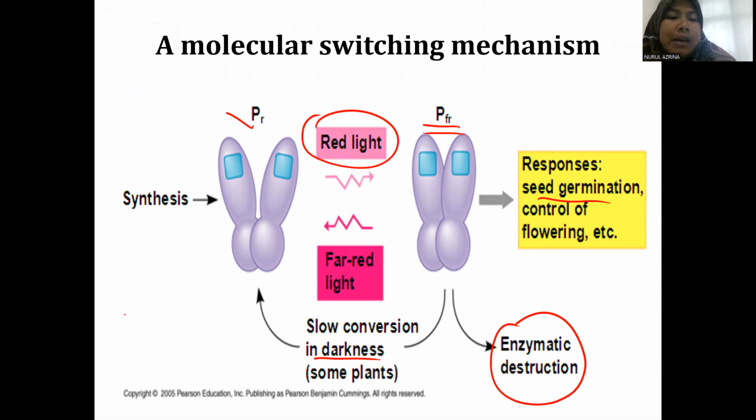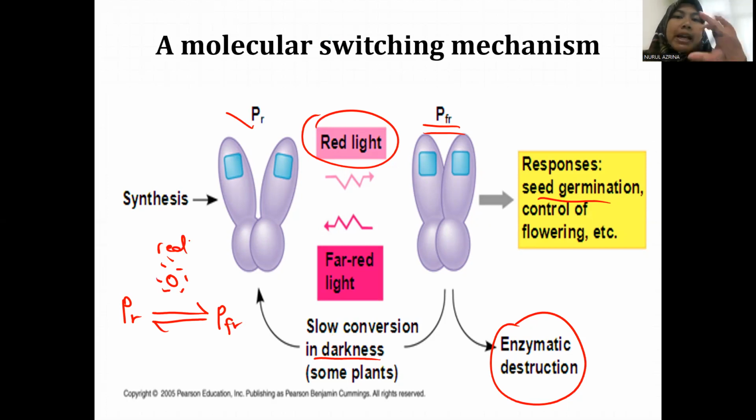To sum up, you have your PR and here is the PFR. The conversion of PR to PFR happens mainly in the daylight, as it absorbs the red light. Phytochrome red absorbs red light, and the conversion of PR to PFR is rapid. PFR is the active form, which will trigger many events of the plant's life, like flowering.